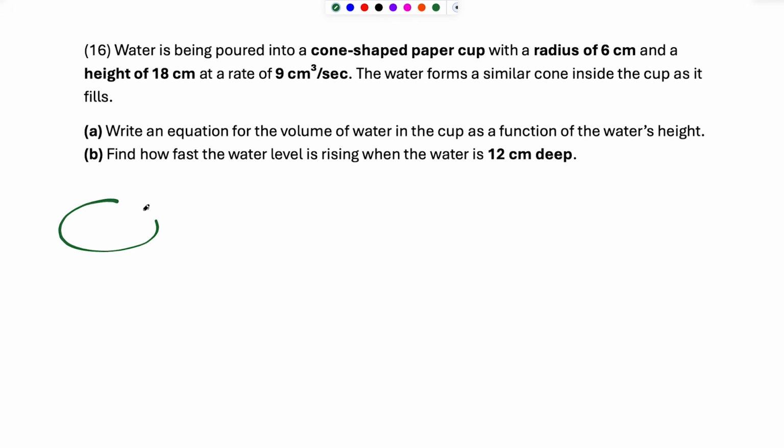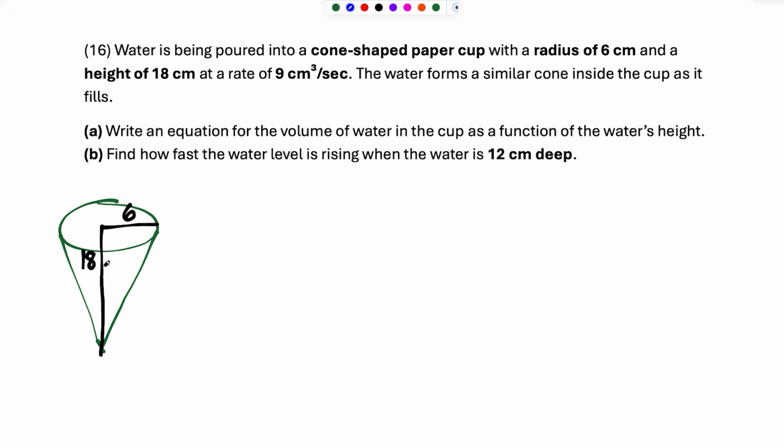So we have a paper cup in the shape of a cone, and we're told the dimensions of the cup. So the cup has a radius of 6 and a height of 18. So I'm going to say over here we have a radius of 6 and a height of 18. And we're told that as the water fills the cup, the cone is going to maintain its proportion. It's going to stay with this ratio of 6 to 18, radius to height.